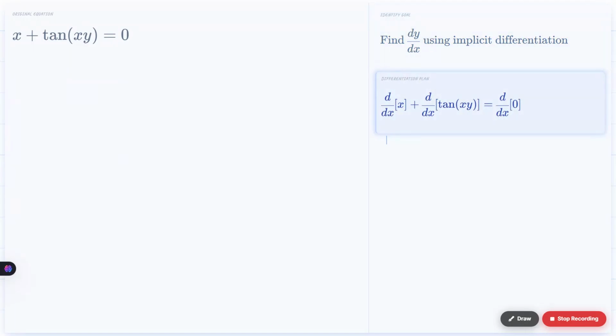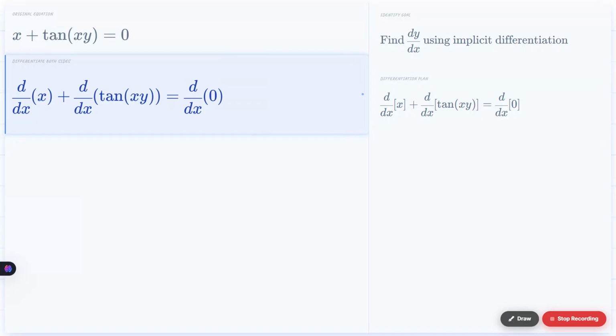We write down the plan to take the derivative of each part. We do this to prepare for our math steps. We will take the derivative with respect to x of y plus the derivative with respect to x of tan of xy equals the derivative with respect to x of 0.